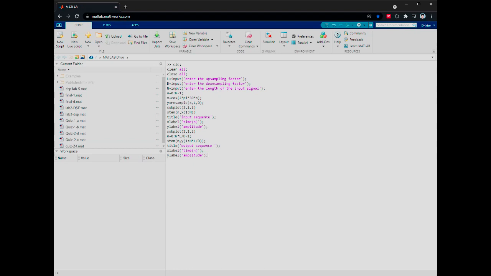So, good day again. In task 15, we will do a multi-rate sampling method. First, we need to get the upsampling factor. The next is the downsampling factor of the signal, and lastly the length of the signal.